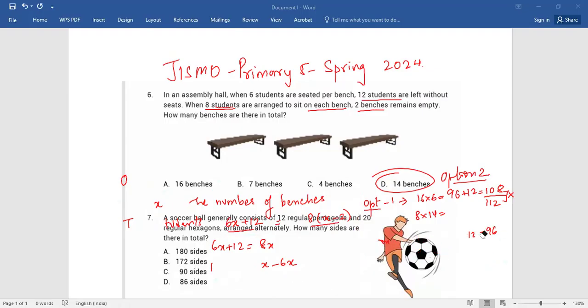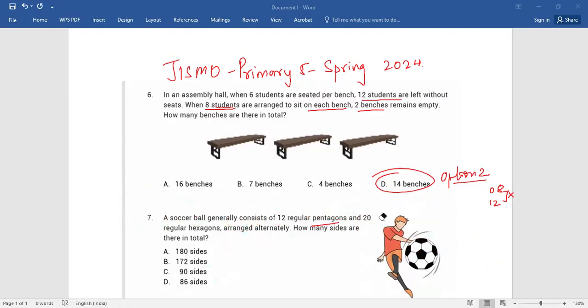Okay, then let's do question number 7. Just erase this. A soccer ball generally consists of 12 regular pentagons. Pentagons means a polygon with 5 sides, and 20 hexagons. Hexagons means polygon with 6 sides, arranged alternately. How many sides are there? So if you see, these black ones are pentagons and the white ones are hexagons.